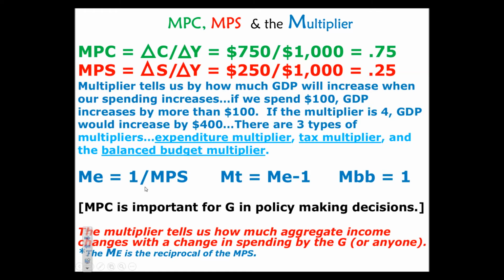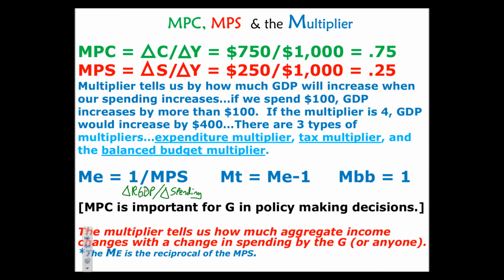Okay? Now, there's a couple other ways to calculate this, because you're going to see that there's a relationship between three numbers here. We've got spending, multiplier, real GDP. So another way to calculate the expenditure multiplier is to take your change in real GDP and divide by your change in spending.